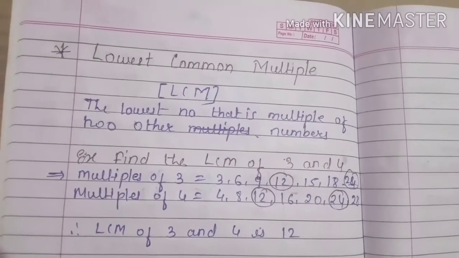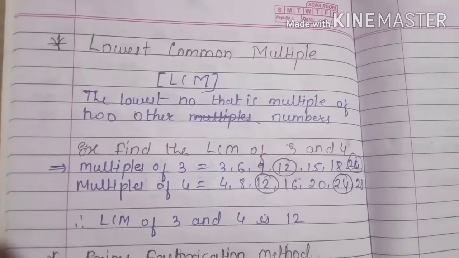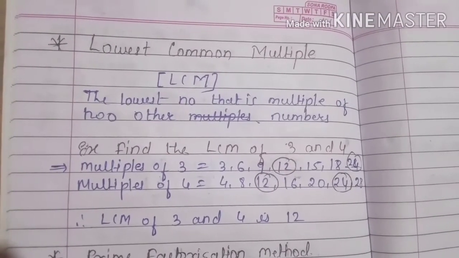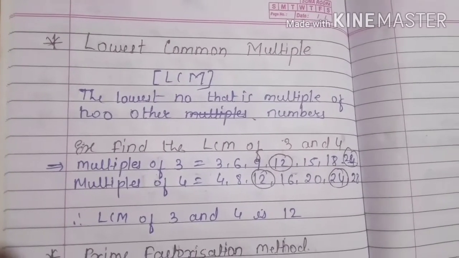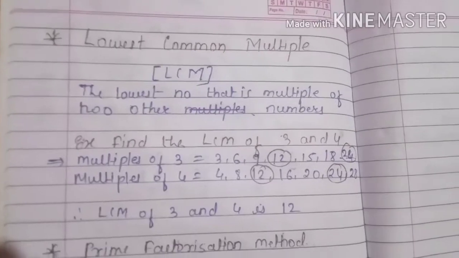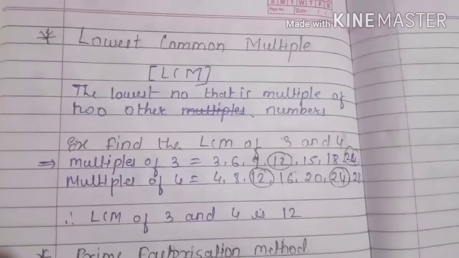It's learning time. So dear children, today in this video we are going to study the last topic from unit number 3, that is lowest common multiple, means LCM. So let us study the definition of the lowest common multiple, that is LCM.